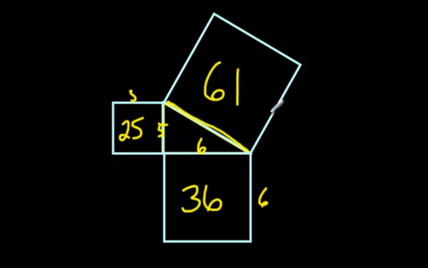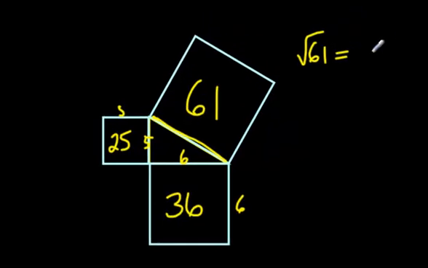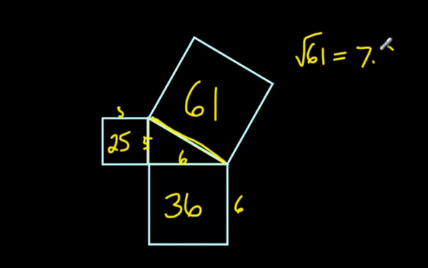So you take the square root of 61. I mean, it looks like this if you were to do it on your calculator. And this is what you get, 7.8. And it keeps going, but I'm just rounding it off. So this side here would be 7.8.